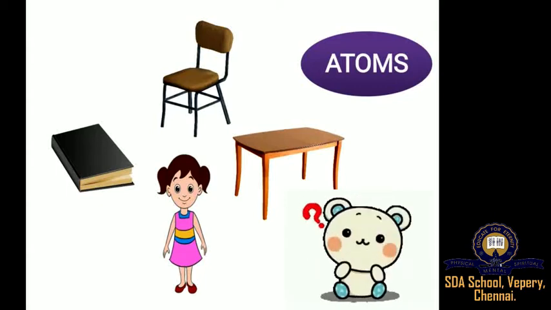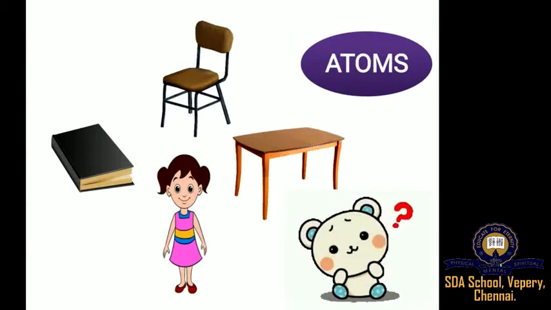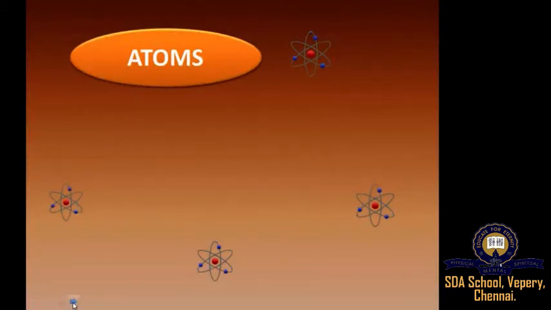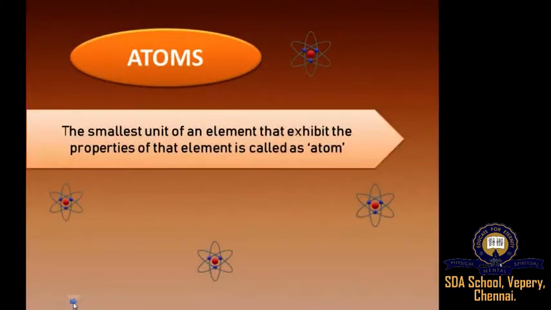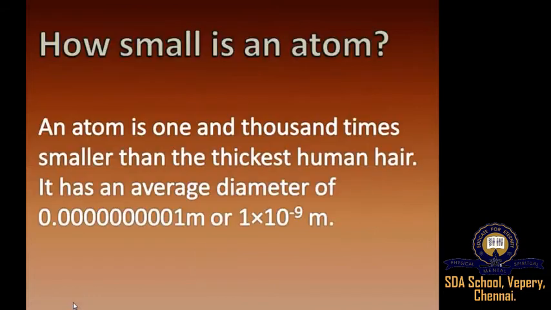Now we will see the definition for atom. The smallest unit of an element that exhibit the properties of that element is called as atom. This is a definition of atom.